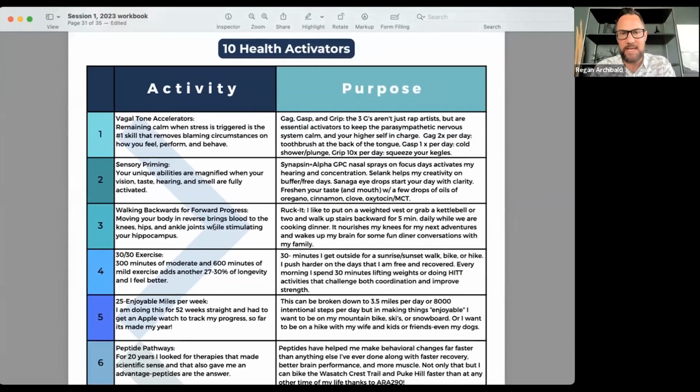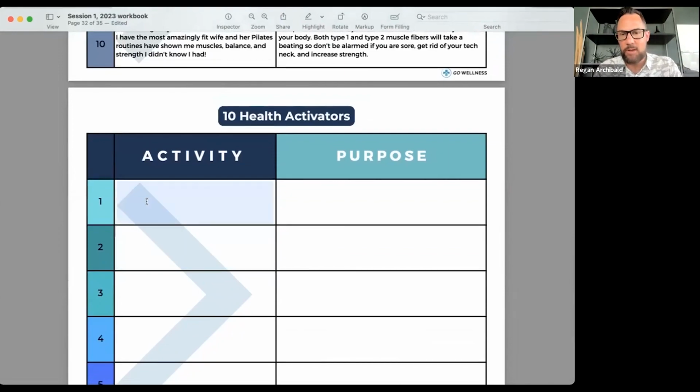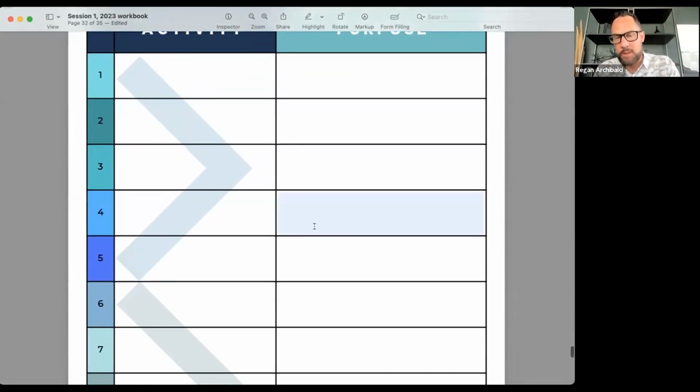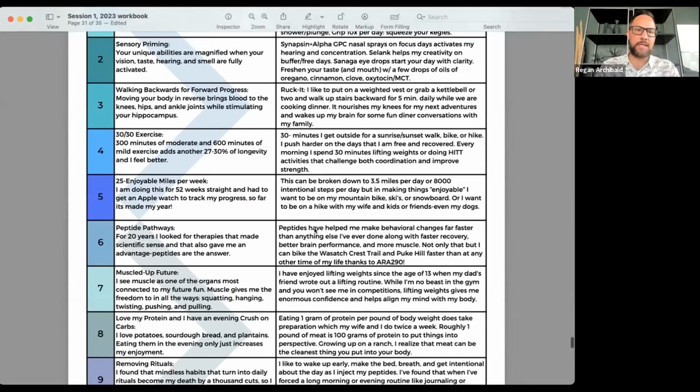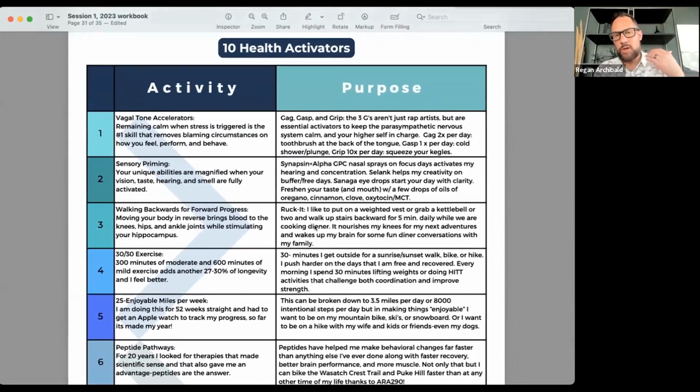We're going to jump into the 10 health activators. As I go through mine, I'm going to encourage you guys to everybody write down what your activities are, what the purpose is of those, and then we can share them. Because as I look at health activators, I think longevity, one of the big pursuits that we have in our medical practices is how can we help more people get better results faster? Well, the only way to do that is to help them change who they are and help them pull their future self into the present moment.